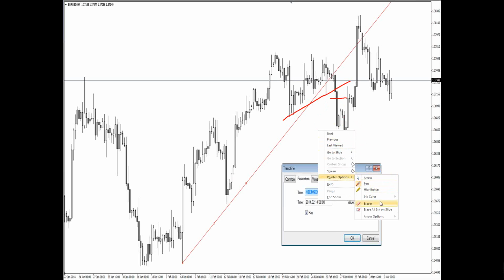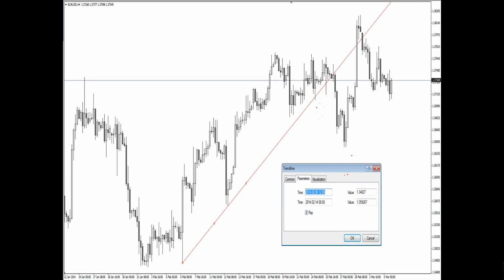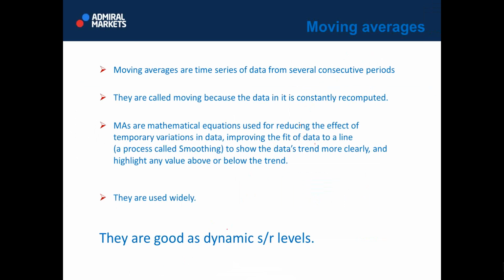So this is also how you want to trade and see breakouts of the trend lines. And particularly, this is how you draw a trend line. You need 2 touches for the trend line to be valid.